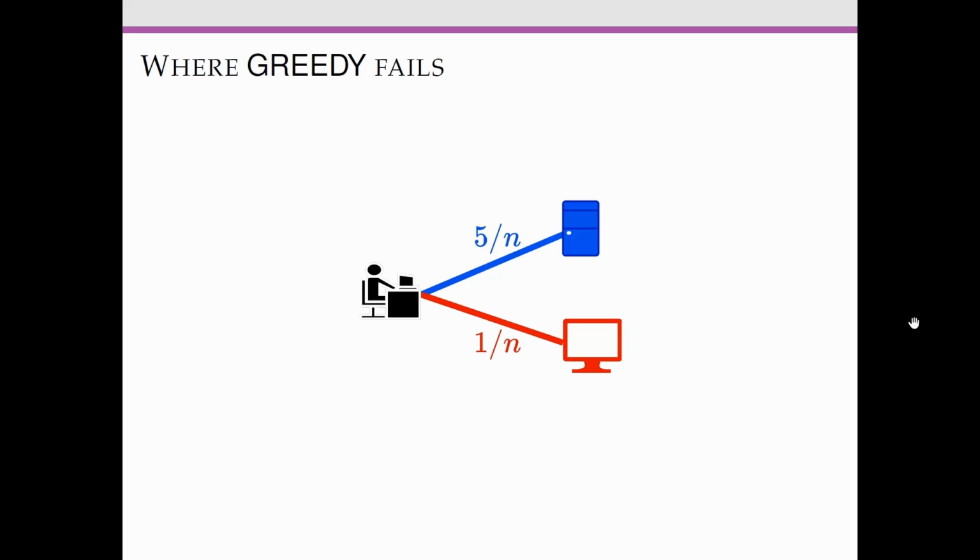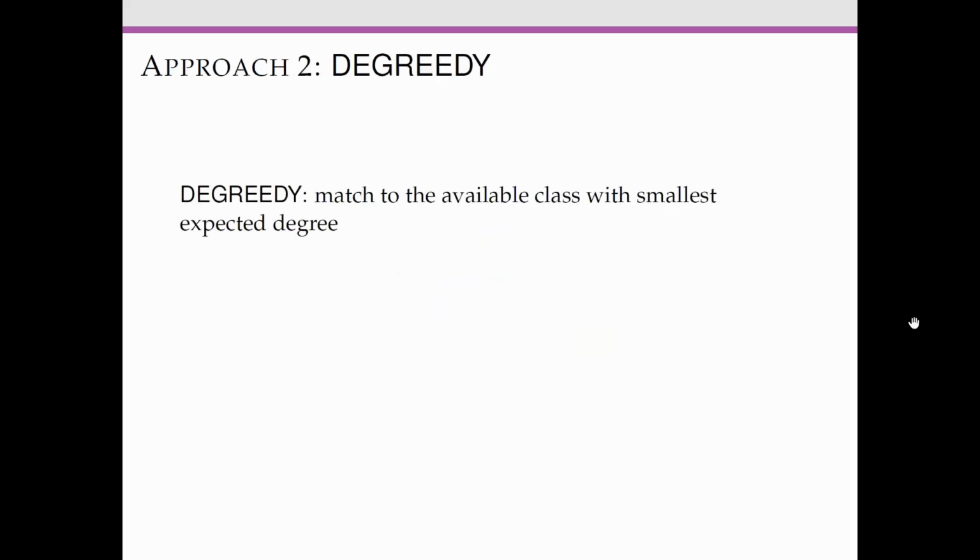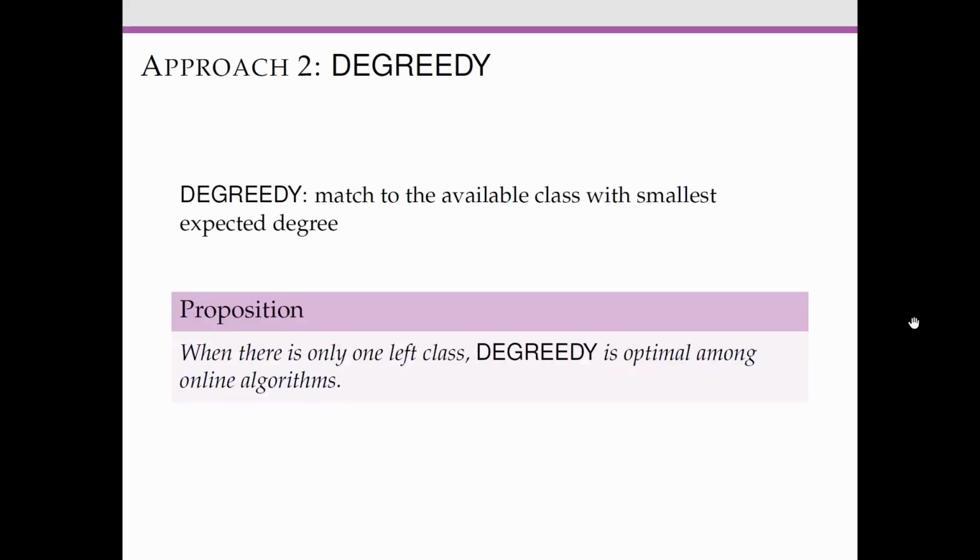So this motivates the next idea that we had, which is to try and match the jobs that have the smaller average degree. And this was given the clever name degreedy. It's also some sort of greedy algorithm, just weighted by the expected degree. And we're able to show that this does fix the problem, specifically when you have only one type of job candidate, so one vertex class on the left.